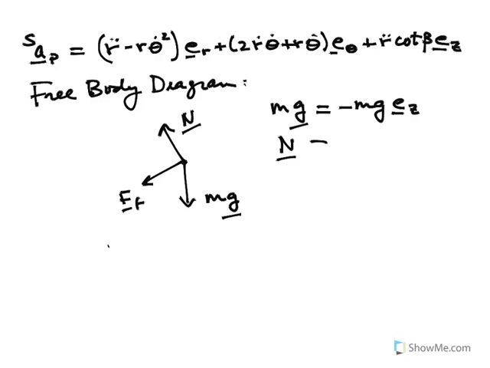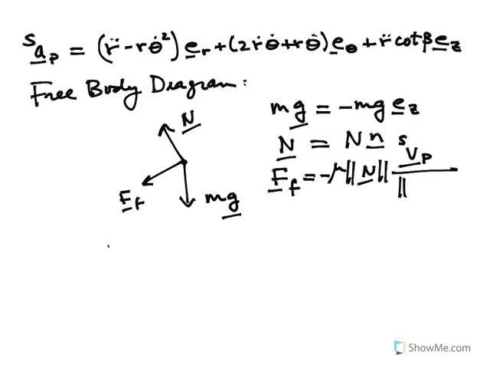The normal force in this case is equal to n times the unit vector normal to the surface, and the friction force is equal to minus mu times the magnitude of the normal times the velocity as viewed by an observer fixed to the surface divided by its magnitude. And the velocity as viewed by an observer fixed to the surface is actually the inertial velocity in this case, because the cone is the inertial frame. So we actually get a fairly straightforward result for that velocity, but I won't go into the details here because it's not really the main point of what we're doing.